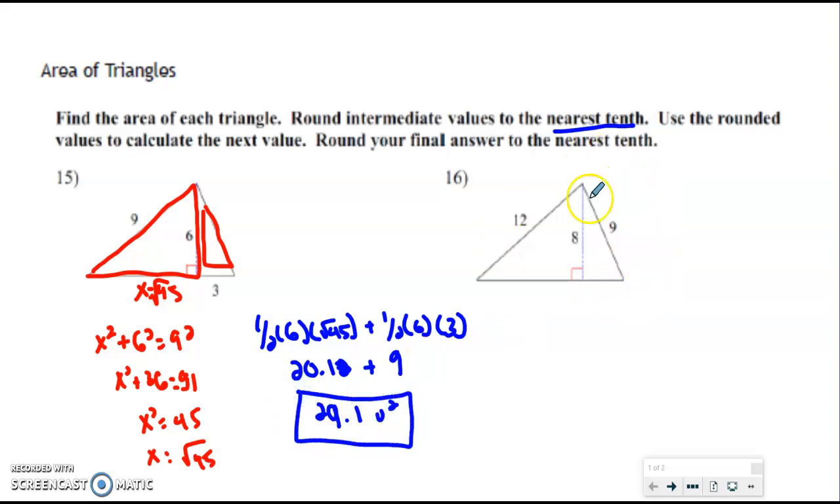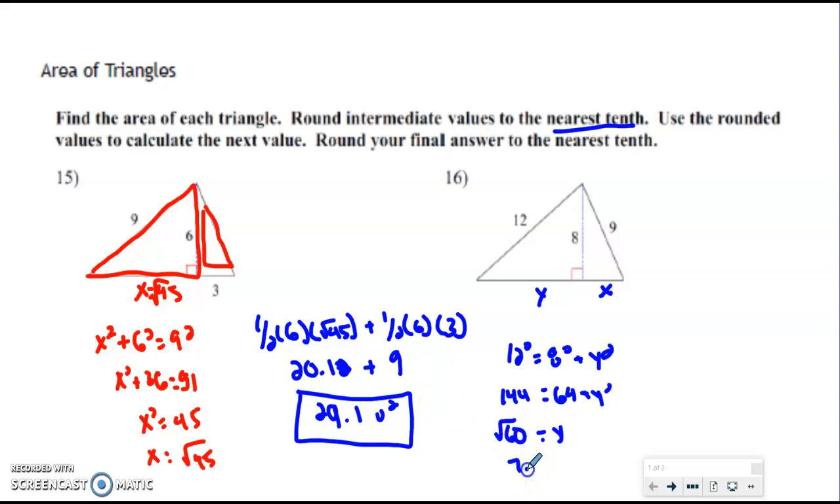Okay, looking at this one, we want to do the same thing, but this time we want to find out what x and y are. So we have 12 squared, because that's the hypotenuse, equals 8 squared plus y squared. So I get 144 equals 64 plus y squared. So y is the square root of 80, which is 8.9. That's what y is.